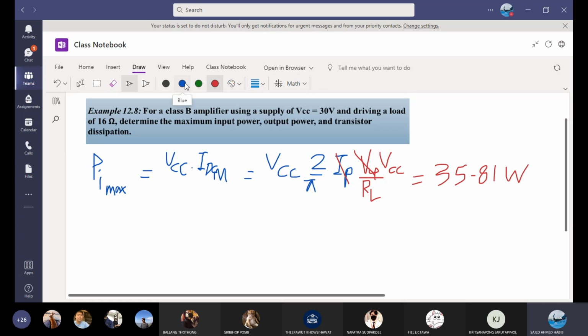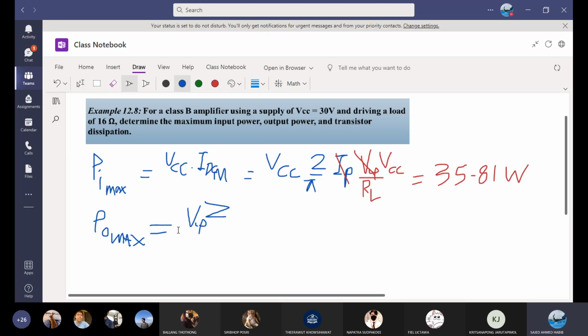The second part is given to Rajay. P out max. What I'm thinking, I'm not looking at the slide. VL peak squared over 2RL, so VCC squared over 2RL, right? P out max. This is the equation for output power. If you take RMS, it's load voltage squared over RL, but now peak is given. You can say VL peak squared.